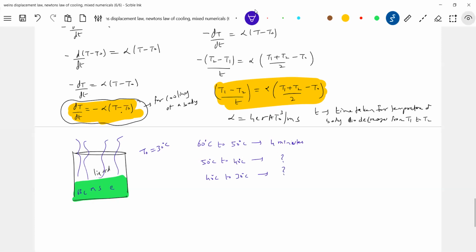He has given only this information. Temperature of surrounding is how much? 30. Okay, this I think, 70, I'll write it. It'll be easy for us. 70 will start, 70 to 60.